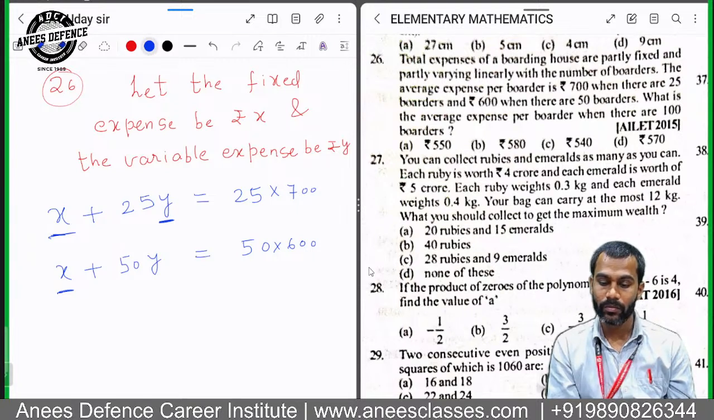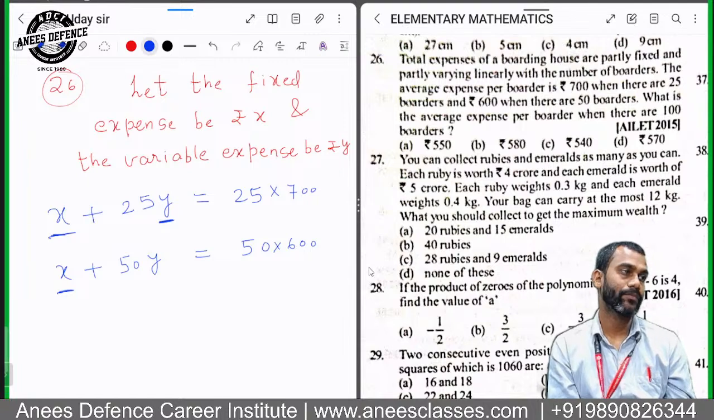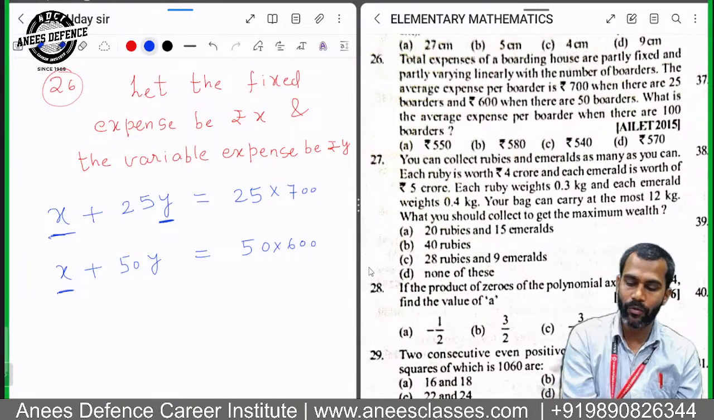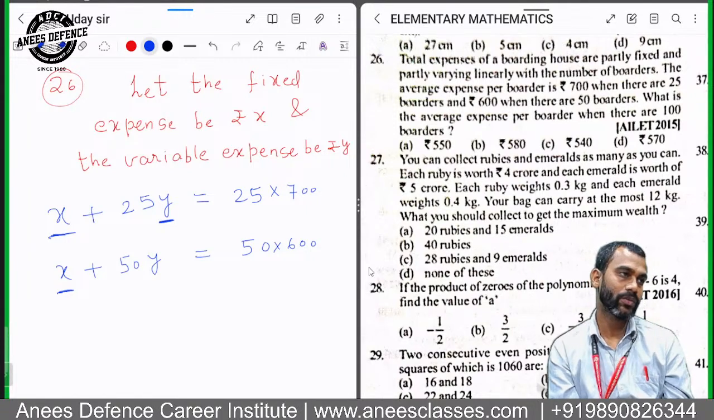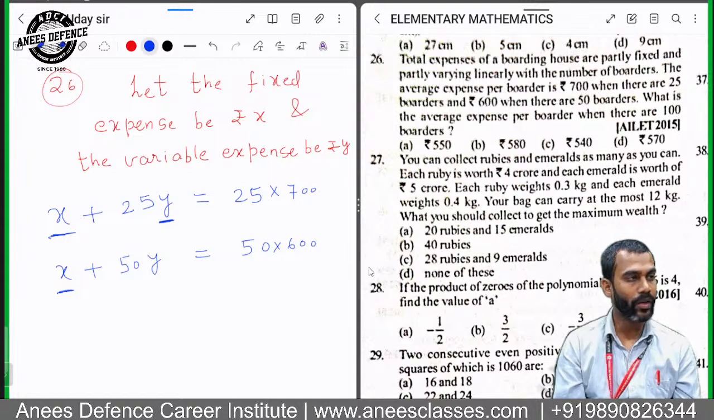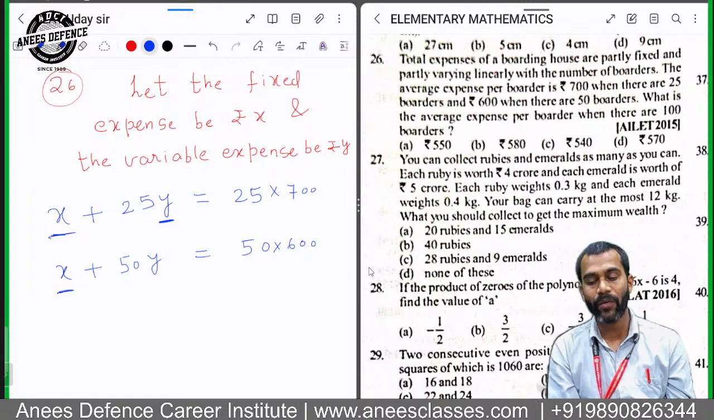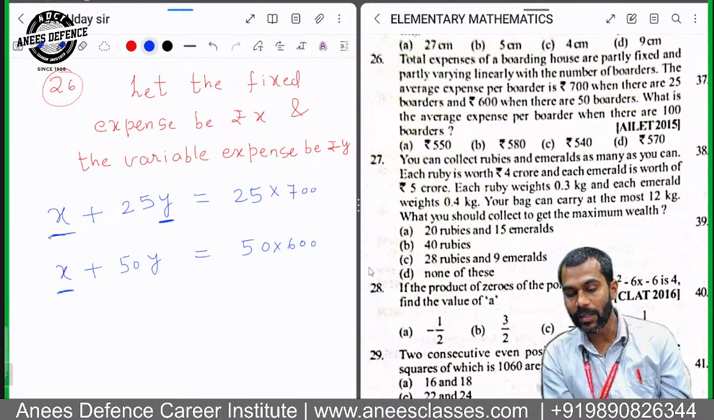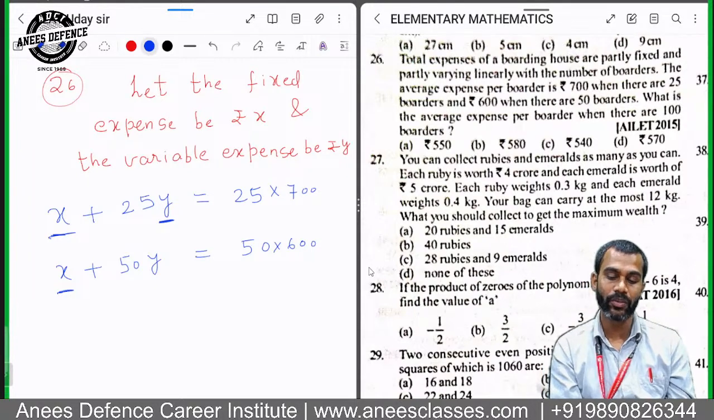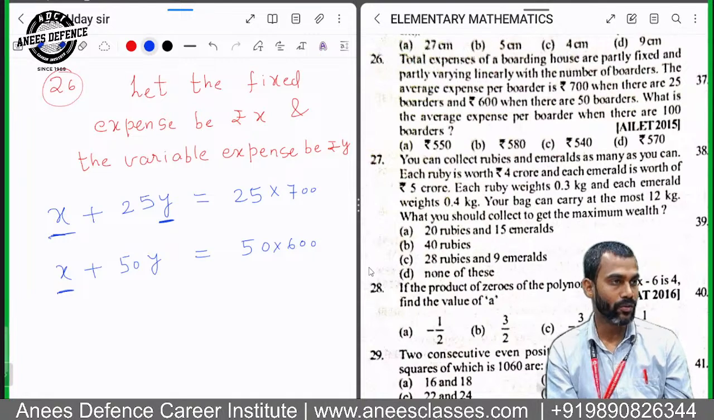X is nothing but what? X is the fixed amount that will be taken, or you can say registration fees. And then according to the number of borders, the variable charge will be there. So please try to find out x and y. And then we have to find out the value of x plus 100y upon 100, because average expense we need to find out.